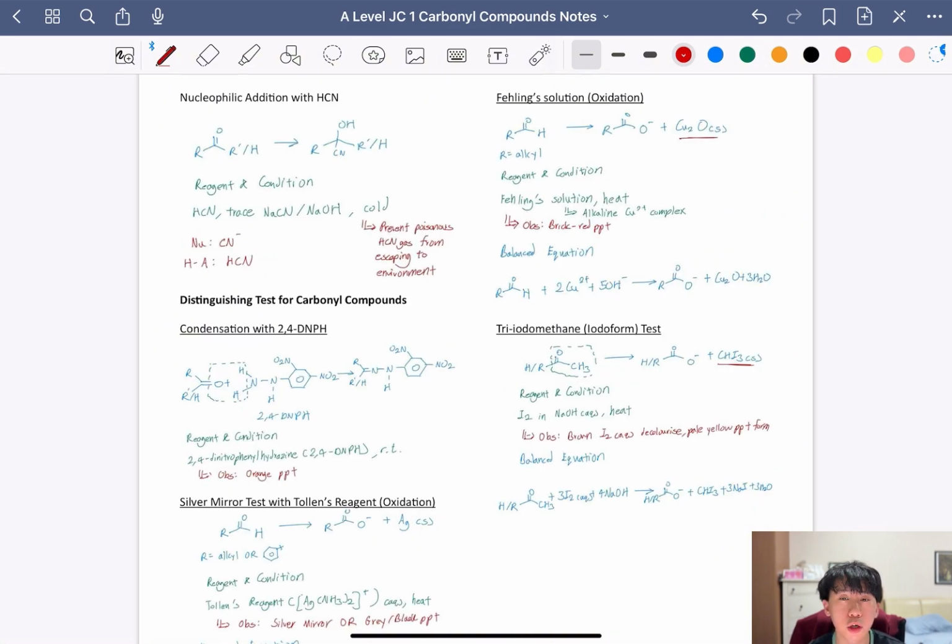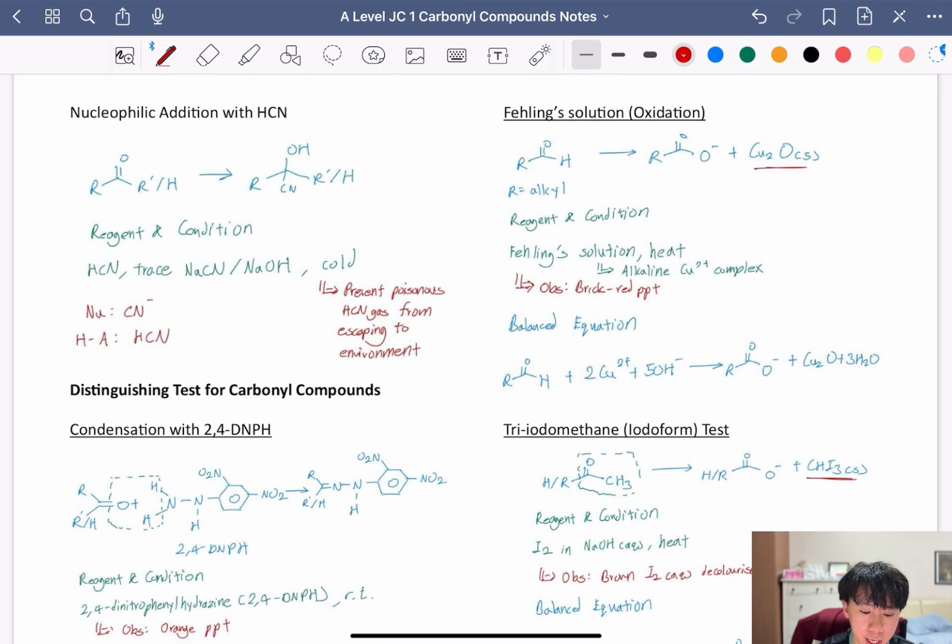So a typical nucleophilic addition reaction that you will need to know is the nucleophilic addition with HCN. Now the reagents and conditions are HCN with trace NaCN or NaOH and in cold temperatures. The nucleophile here is CN-, and the Bronsted-Lowry acid is HCN. Now why is it in cold temperatures? This is mainly because you have to prevent poisonous HCN gas from escaping to the environment. If it's too hot, the gases will get very fizzy and very rowdy and just escape.